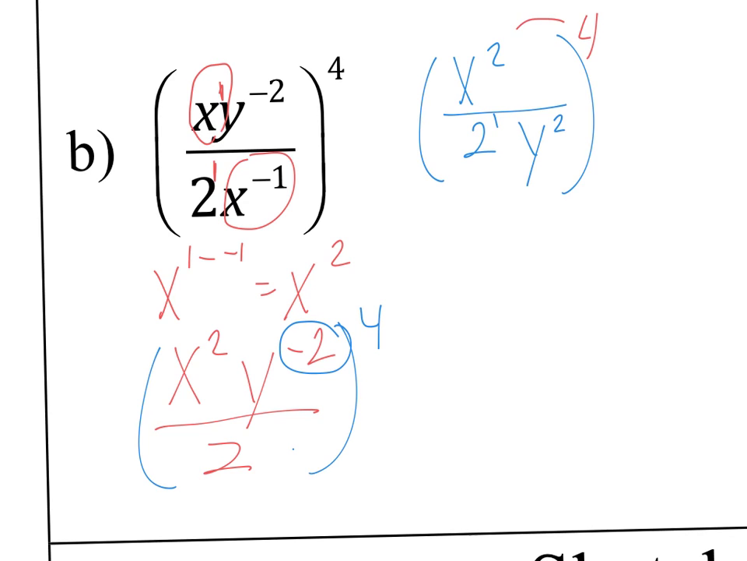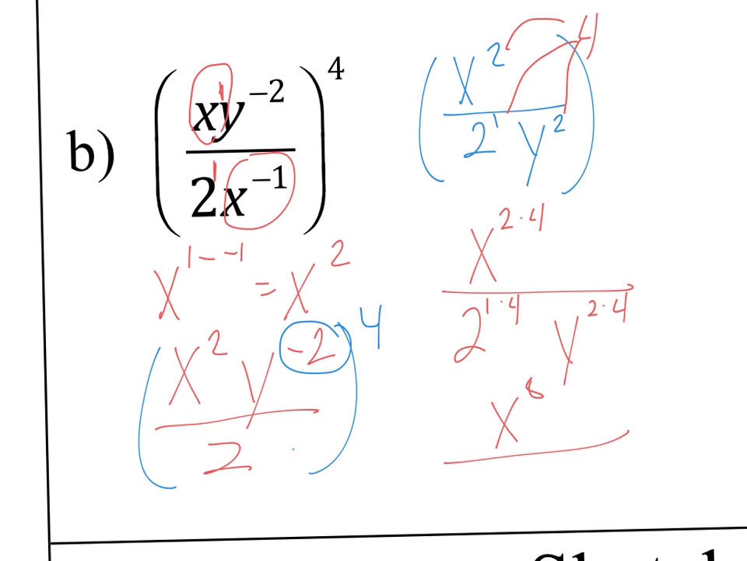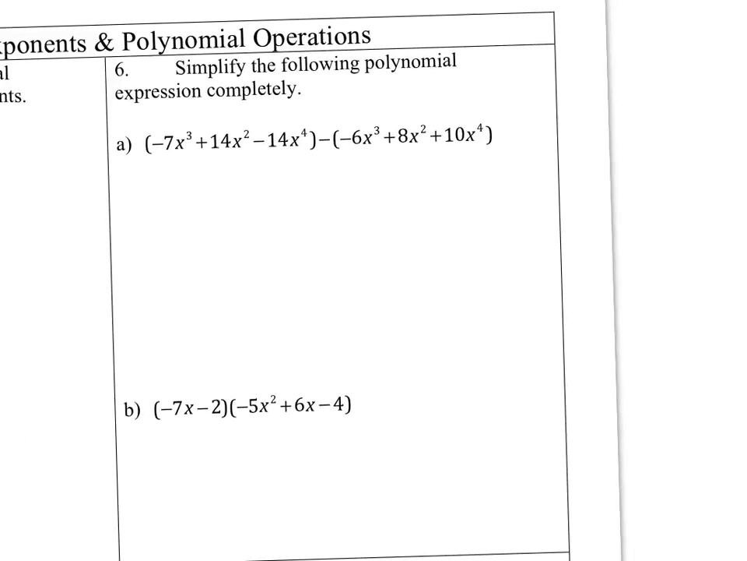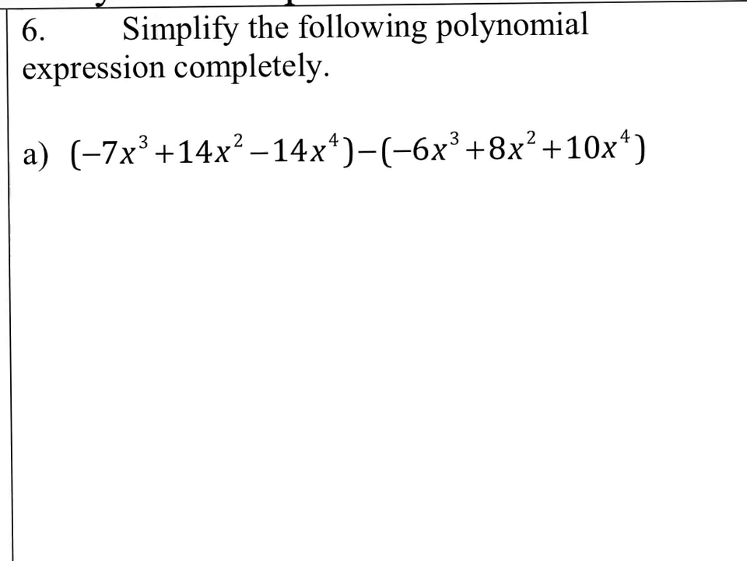And I'm doing that specifically because now I'm going to apply my exponent on the outside to each of these. I'm going to multiply by each exponent. So x to the 2 times 4, 2 to the 1 times 4, and y to the 2 times 4. My final answer is x to the 8 over 2 to the 4, y to the 8. And I could simplify 2 to the 4 to be 16, but it is not necessary. All right, moving on to some polynomial operations.